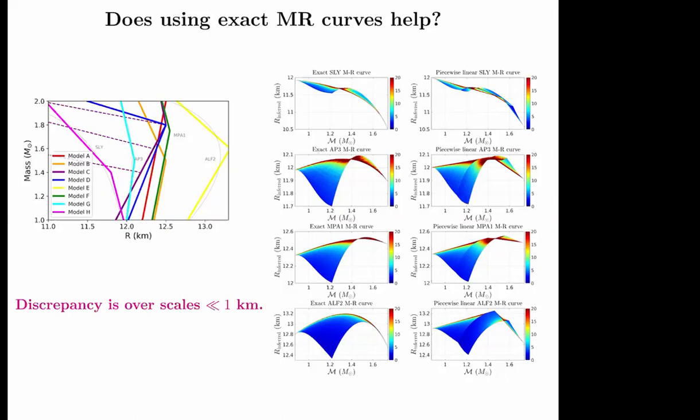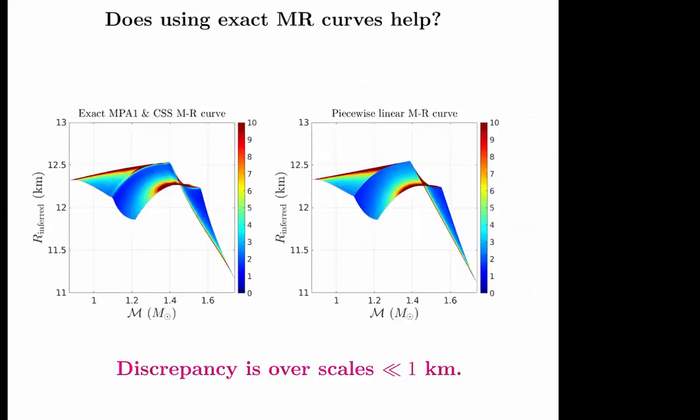And if you also look at, for example, hybrid MR curves, you reach the same conclusion. This right here is for the hybrid MR curve that I showed you in the very beginning of my talk, which was MPA1 connected onto a constant sound speed equation of state. The left is the exact density of events. The right is the piecewise linear approximation. And you see that there's essentially no difference that you're ever going to be able to resolve. And so the piecewise linear approximations are sufficient. Now that is, in my opinion, nice because it makes everything that we're doing model independent.